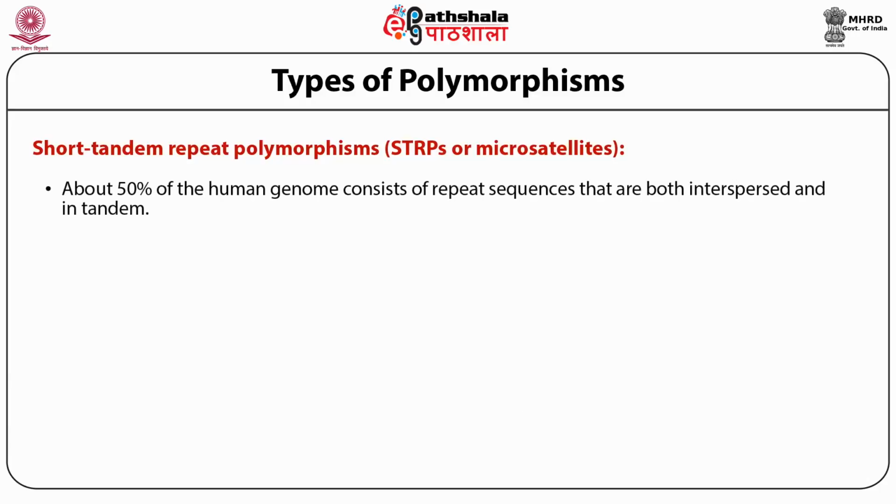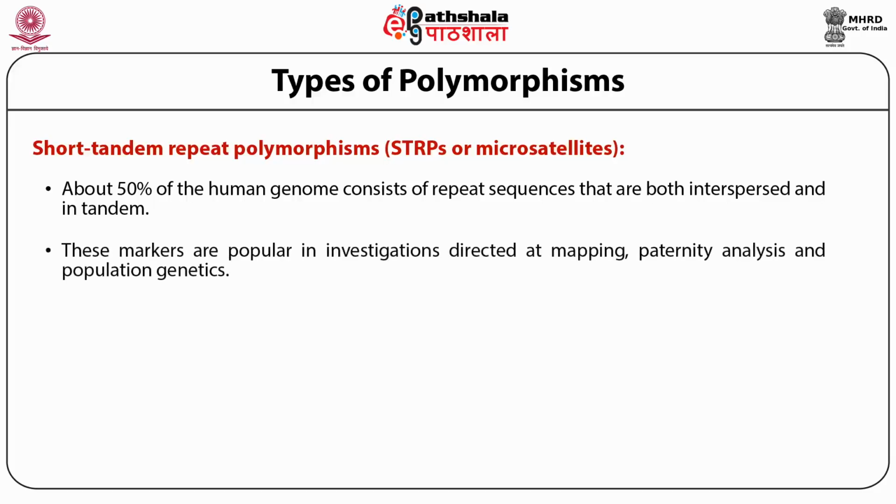About 50% of the human genome consists of repeat sequences that are both interspersed and in tandem. Satellites containing tandem repeats, which are 1 to 6 nucleotides long, are called microsatellites. This group of markers forms the first PCR-based markers. They are highly polymorphic and widely distributed in the euchromatic part of the genome. These markers are popular in investigations directed at mapping, paternity analysis, and population genetics.